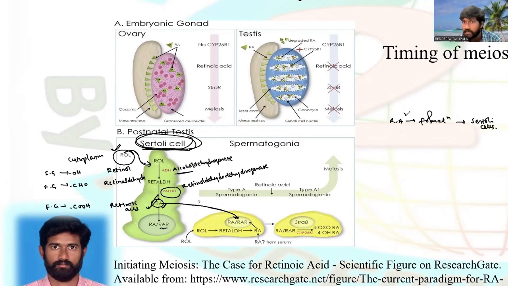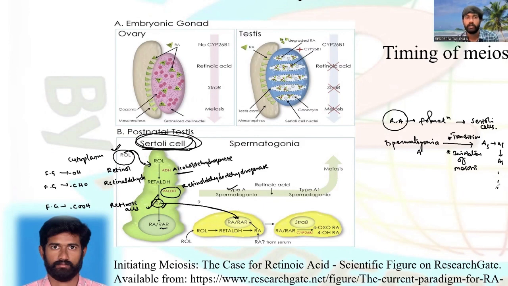And by the action of this retinoic acid, the type A spermatogonia undergo transition. And one more thing, initiation of meiosis. Of course, in transition, because of this meiosis only, the transition will happen. Spermatogonia type A will be converted into type A1, nothing but type As, AB, and so on. This is the pathway by which retinol is converted into retinoic acid, and that retinoic acid enters into the type A spermatogonia.